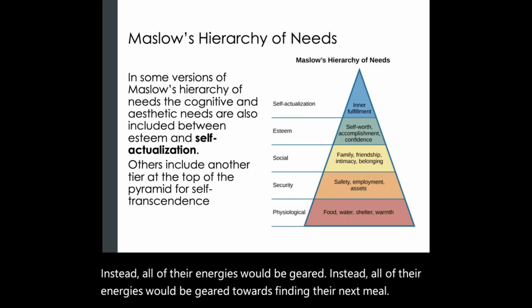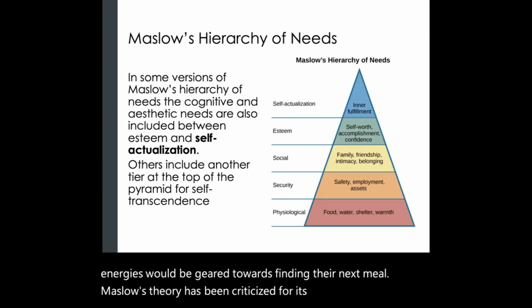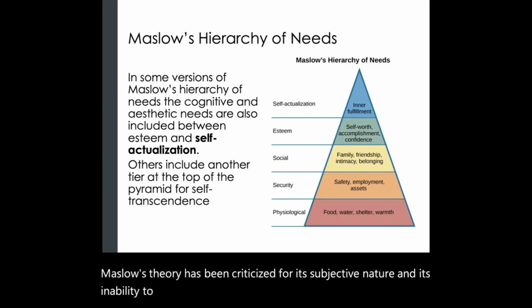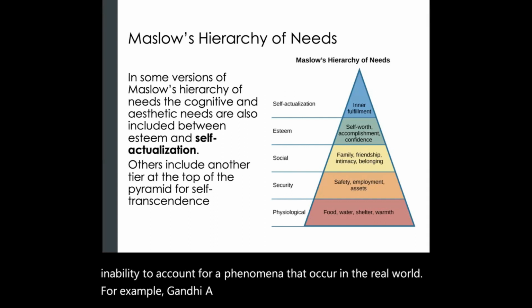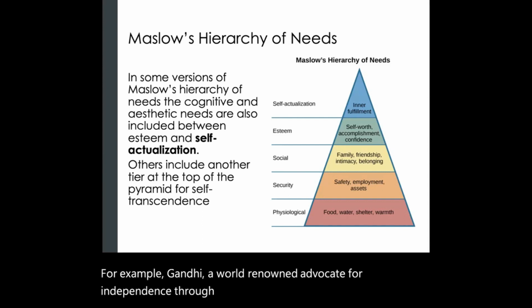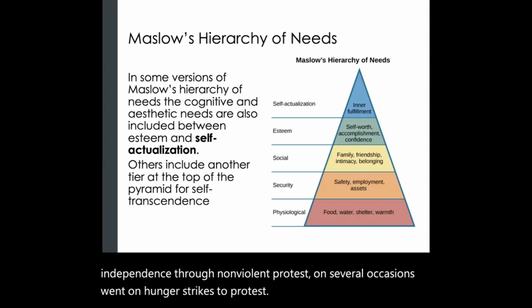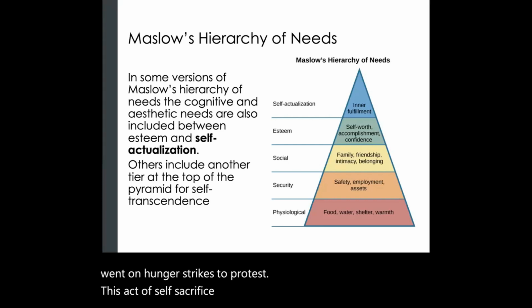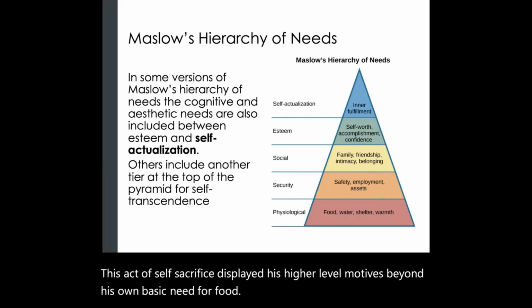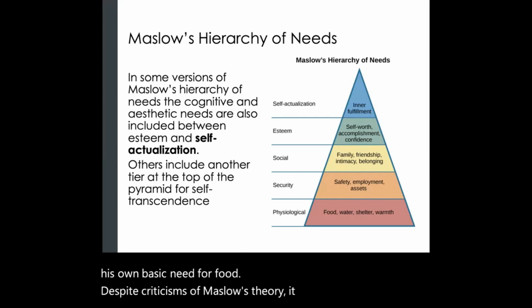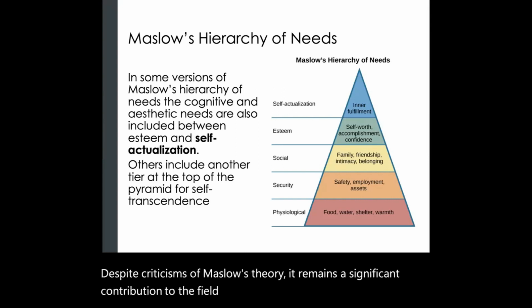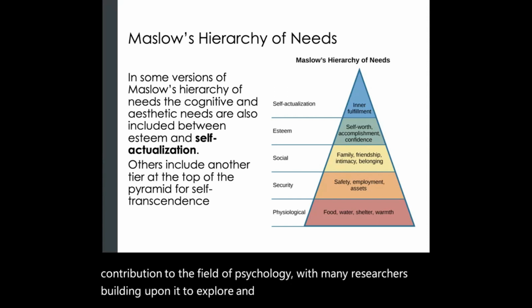Maslow's theory has been criticized for its subjective nature and its inability to account for phenomena that occur in the real world. For example, Gandhi, a world-renowned advocate for independence through nonviolent protest, on several occasions went on hunger strikes to protest. This act of self-sacrifice displayed his higher-level motives beyond his own basic need for food. Despite criticisms of Maslow's theories, it remains a significant contribution to the field of psychology, with many researchers building upon it to explore and understand human behavior and motivation.